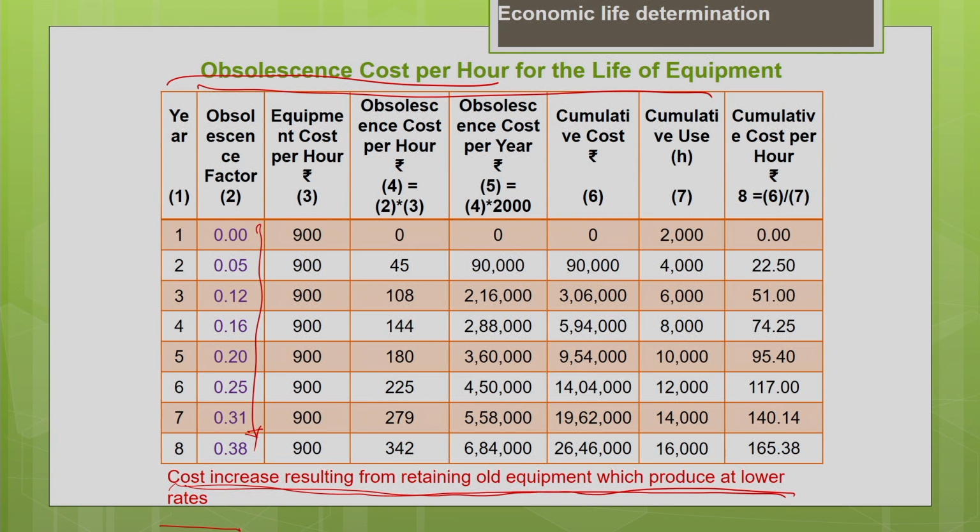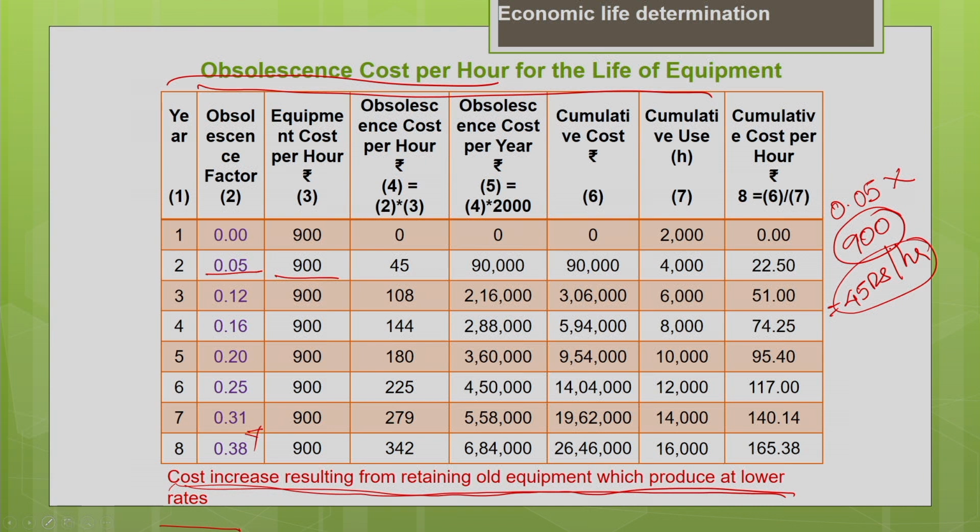Okay, so this obsolescence factor is also calculated as a percentage of the equipment cost. Equipment cost is approximately 900 rupees per hour. We are going to use that value here. So calculate the obsolescence cost for every year. First year obsolescence is 0. So let us calculate it for the second year. It is nothing but the obsolescence factor 0.05 multiplied by the equipment cost 900. So 0.05 multiplied by 900 gives you the obsolescence cost of 45 rupees per hour. Your equipment cost is 900 rupees per hour, your obsolescence cost is 45 rupees per hour.